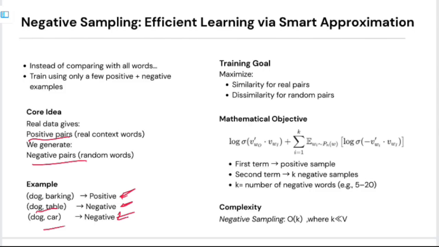So this is the mathematical objective function as proposed in the paper. Here you can see the first term is the positive sample, and the second term is the k negative samples which we have taken so as to model it as a binary classification problem. Here k is the number of negative words, for example 5 to 20. Now here also the complexity is O of k, but here k is much smaller than the vocabulary size V, as k is the number of negative samples we have chosen. And this is what makes Word2Vec extremely fast and scalable.